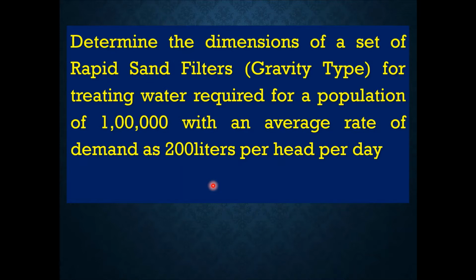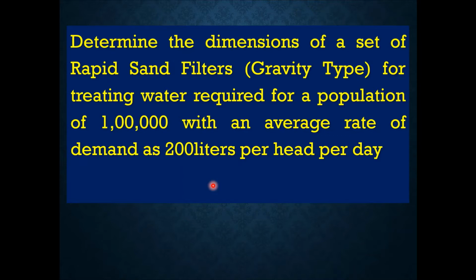So for 1 lakh population, how much can we calculate by taking the assumption of maximum daily demand as 1.8 times the average daily demand we have seen? That assumption we will use and convert it into the maximum quantity of water, or Qmax, and then similar steps we will follow. We will see directly what the design steps of such an example are.